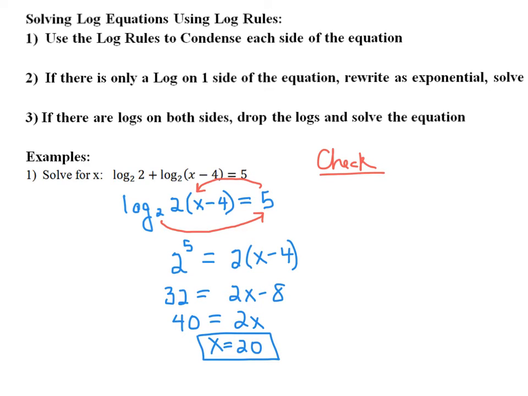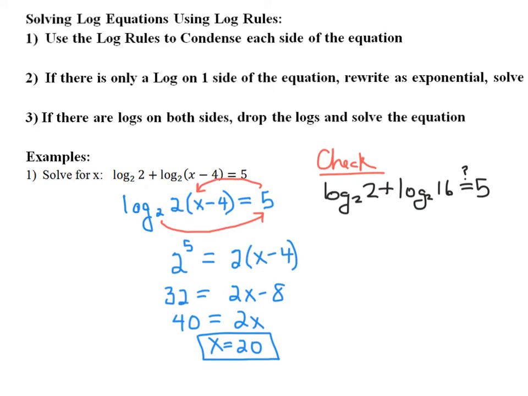So I'm going to take my original equation and replace the x with a 20. So I've got log to the base 2 of 2 plus log to the base 2 of 20 minus 4, which is 16. Does that equal an answer of 5? Well, we hope so. We think we have a solution. Now I'm going to do this by looking at each log separately because by now we should know how to get an answer for a log.